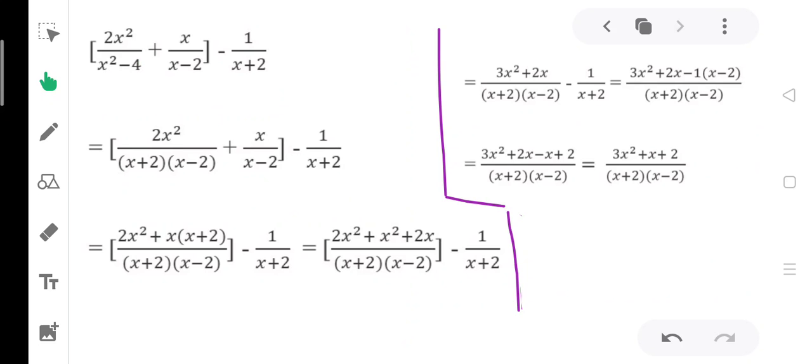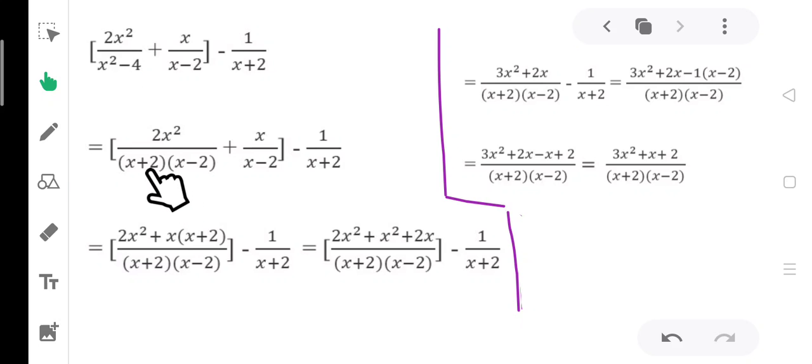Another one. We have 2x squared over x squared minus 4 plus x over x minus 2. Now the sum of this one will be subtracted by 1 over x plus 2. So we are going to find the sum of these two rational expressions first before we subtract 1 over x plus 2 from the sum.